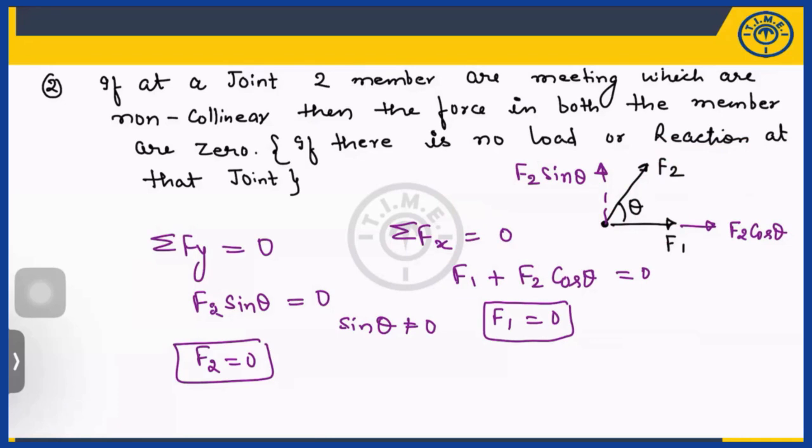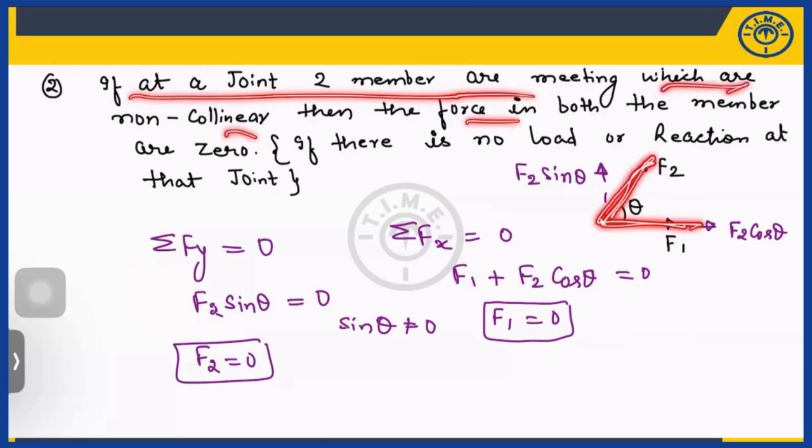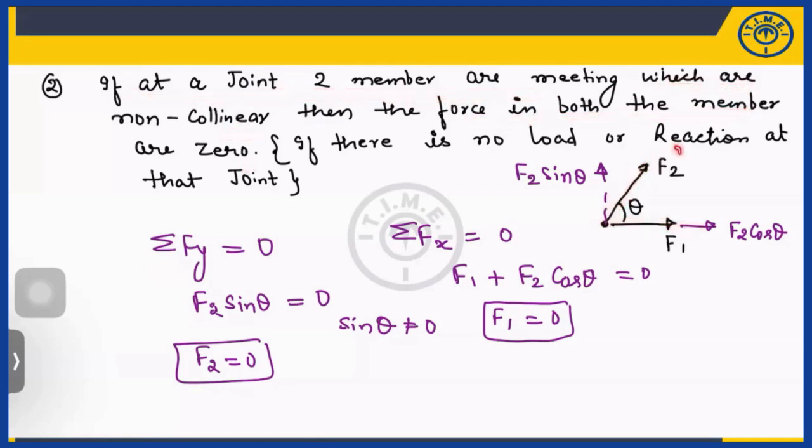When I discuss the question, then you will understand, but you have to remember this condition. If at a joint two members are meeting, which are non-collinear, they are not collinear, then the force in both the members will be 0. So force in F2 and F1 is 0.